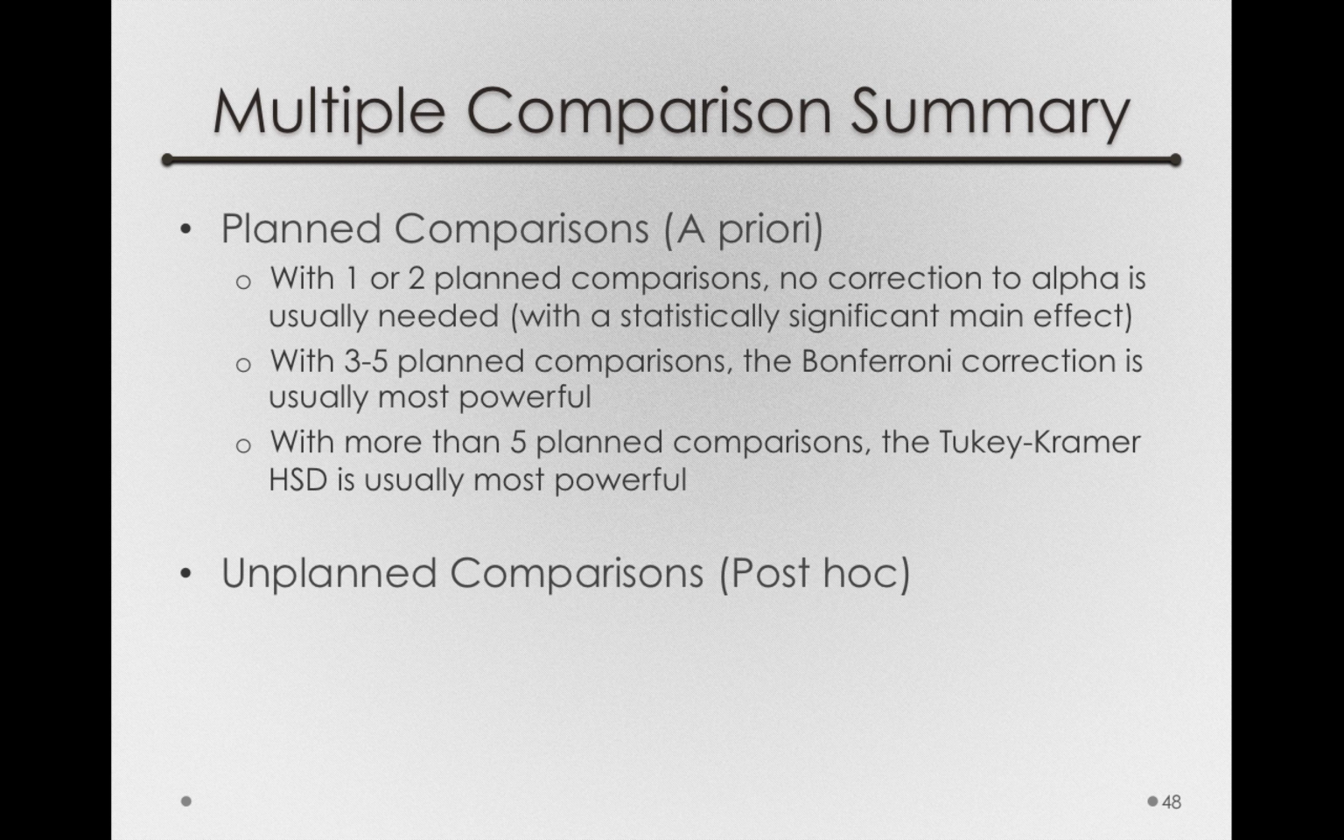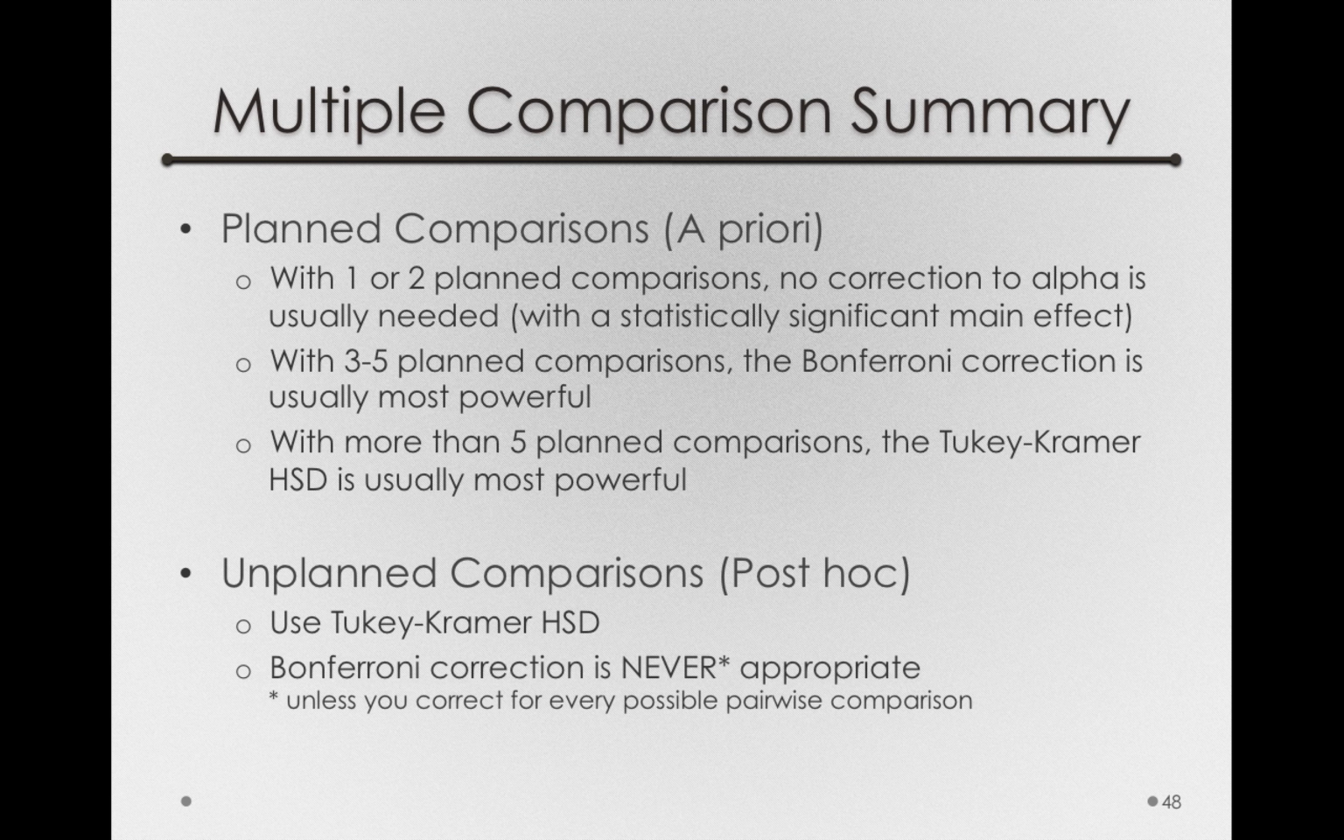For unplanned comparisons, that is post hoc comparisons that you allow the data to suggest to you, you need to use the Tukey-Kramer HSD. A Bonferroni correction is never appropriate unless you're correcting for every possible pairwise comparison. For instance, in that last example, we could use a Bonferroni correction if we divided alpha by 190 and then compared each p-value to the alpha corrected value, 0.05 divided by 190.